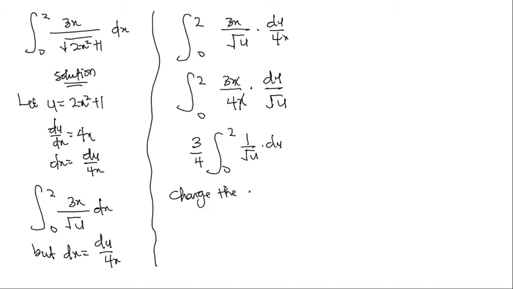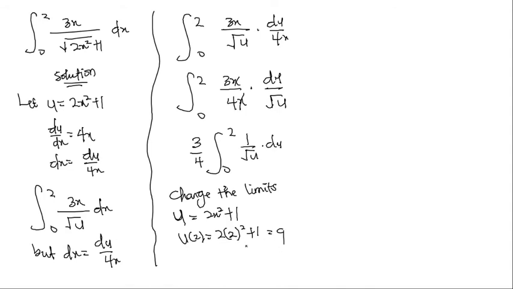Change the limits. Okay, so if we are doing integration of a definite integral, and we are using the method of substitution, after we do the substitution, we need to change the limits. By changing the limit, we said u is equal to 2x squared plus 1. So when x is 2, the limit becomes 2 multiplied by 2 squared plus 1, and 2 squared is 4, multiplied by 2 is 8, plus 1, that is 9.